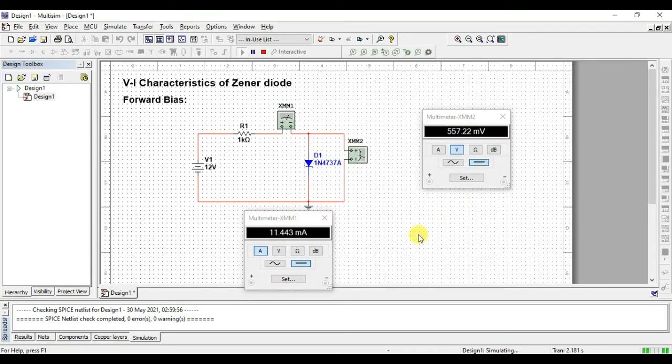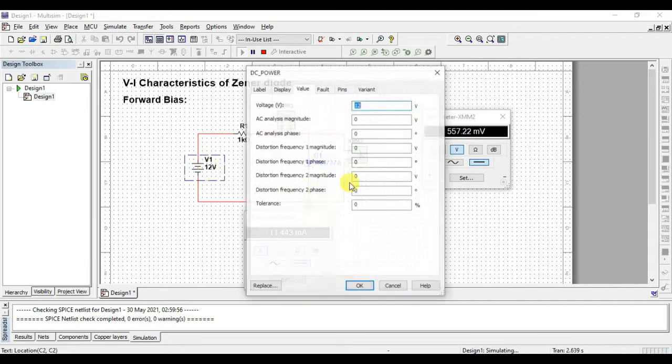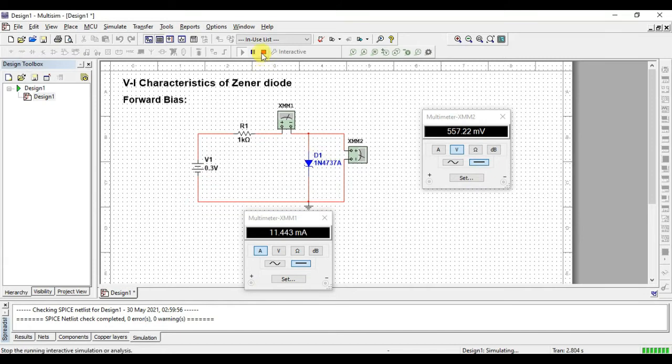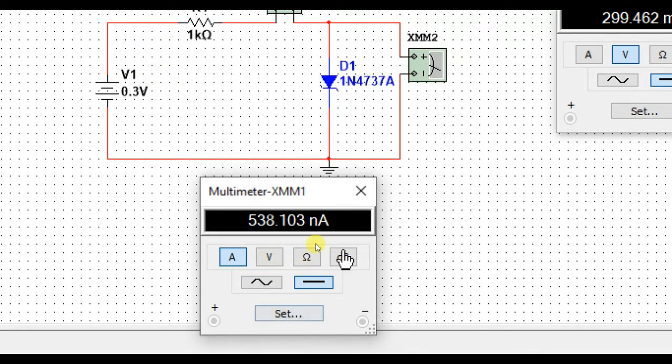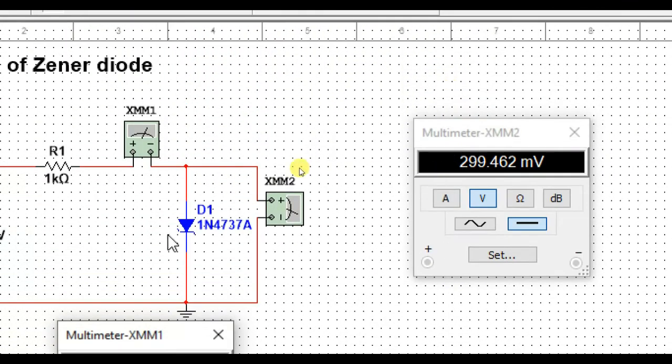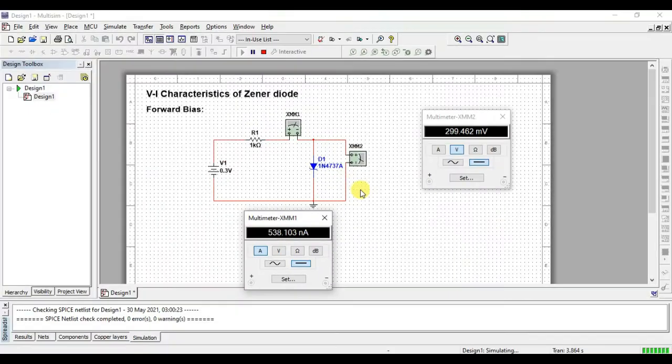With this you can observe that a Zener diode is also a diode, so it has a cut-in voltage. For example, we are applying 0.3 volts. As we are applying 0.3 volts, we can observe the current across multimeter 1. This is multimeter 1, the reading is taken in DC supply only, and multimeter 2 is taken as a voltmeter. When we apply a small voltage of 0.3, we can observe that the voltage across the diode is very less. Similarly, the current is also very less, which is in nanoamps.